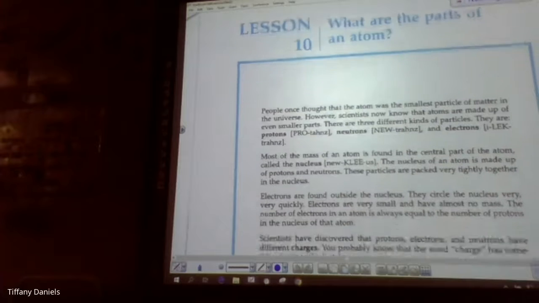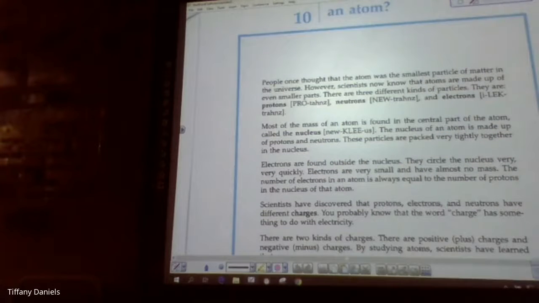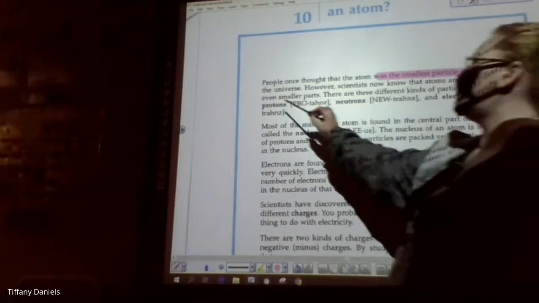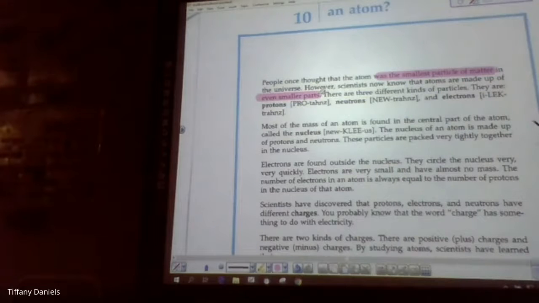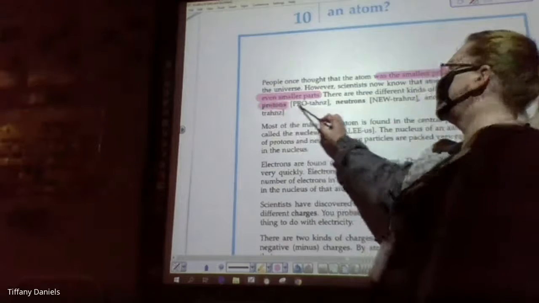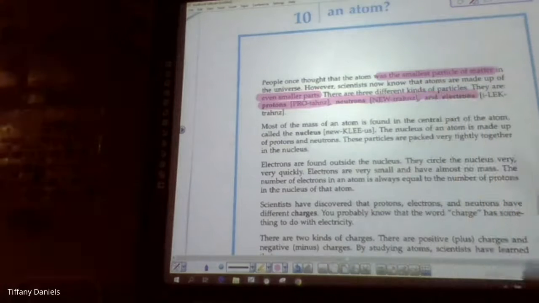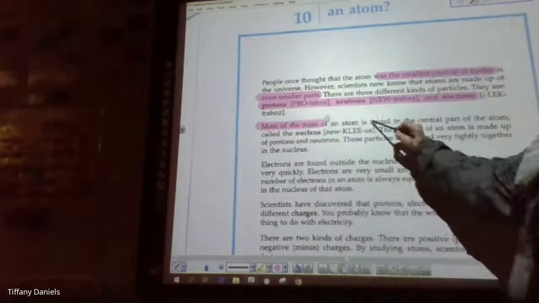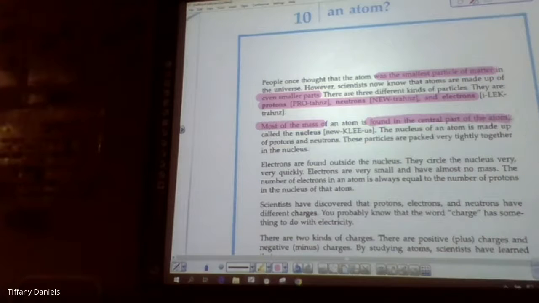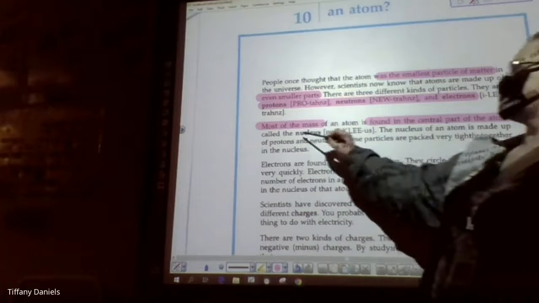Okay. So some background information. People once thought that the atom was the smallest particle of matter in the universe. However, scientists now know that atoms are made up of even smaller parts. There are three different kinds of particles. They are protons, neutrons, and electrons. Most of the mass of an atom is found in the central part of the atom, and we call that the nucleus.